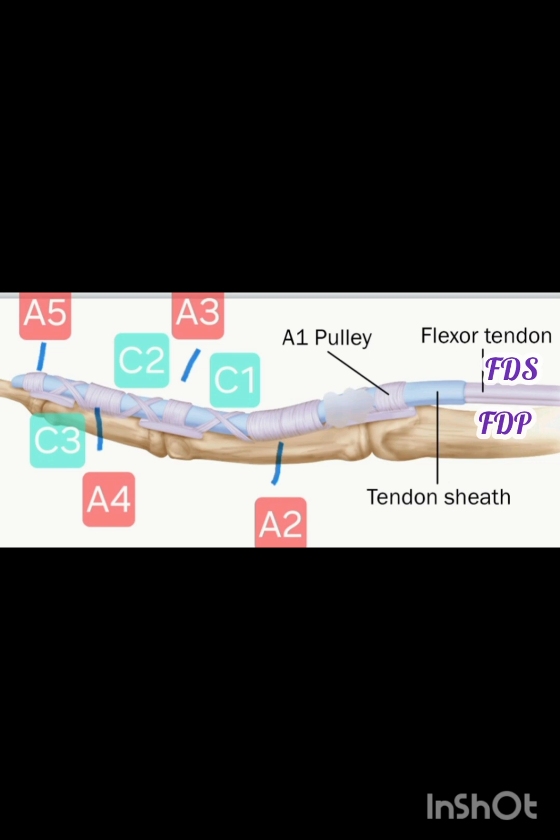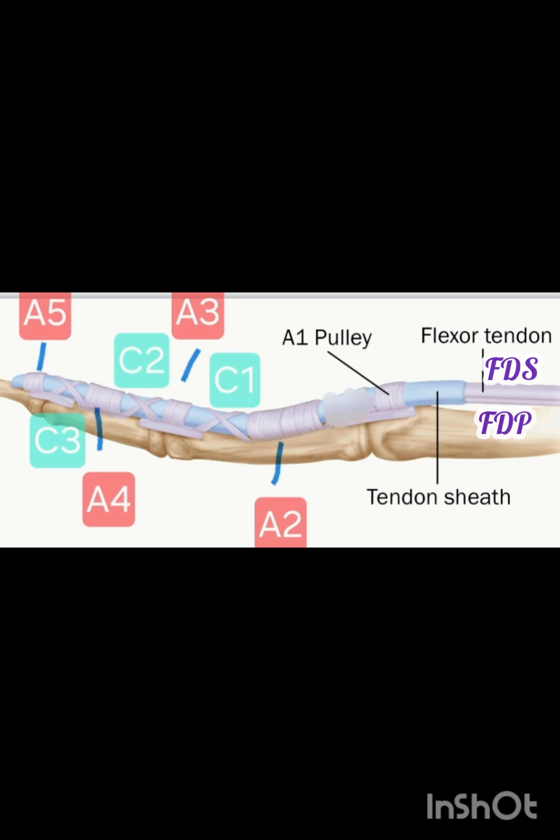Can you see where flexor tendon is written? These are the tendons which go in the finger. There are two tendons, flexor digitorum superficialis and flexor digitorum profundus. Superficialis is the superficial one, the top one, and below it is the profundus. The superficialis bends our proximal IP joint, and the profundus bends our distal IP joint, right?